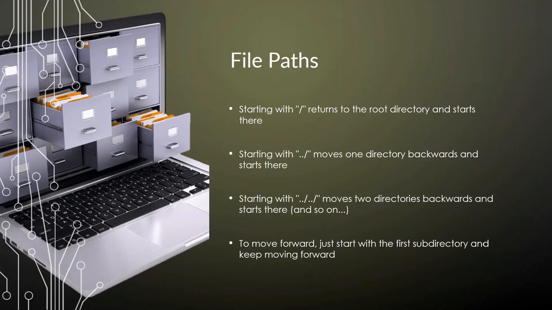So just to start with a quick recap of what we were covering last week and just the very important information. So the first thing was on file paths. Starting with a / returns to the root directory and starts there. Starting with a .. moves back one directory and starts from there. And then of course you can keep adding those on to just keep moving back directories. But you really wouldn't want to use more than 3 of them. Three of these, .., is kind of pushing it. You've got a problem with your file structure if you have to use too many of those.